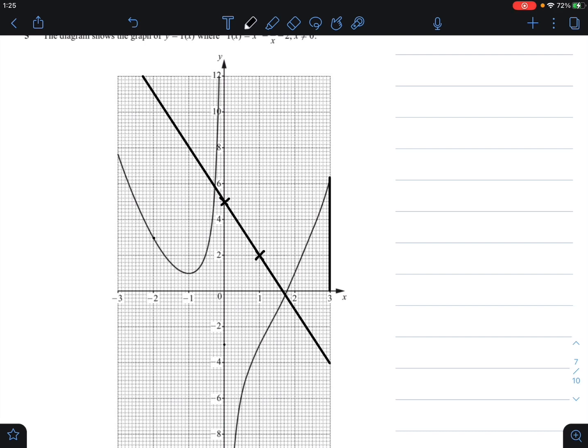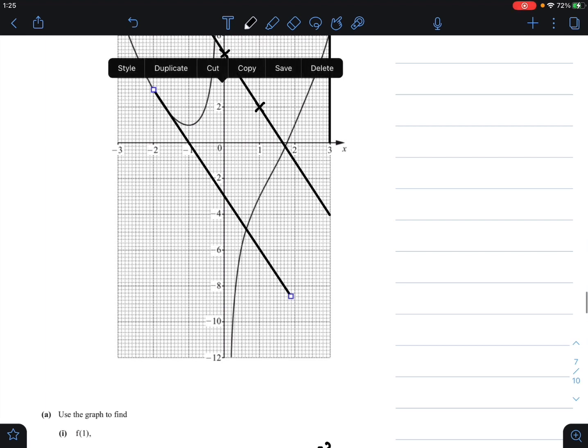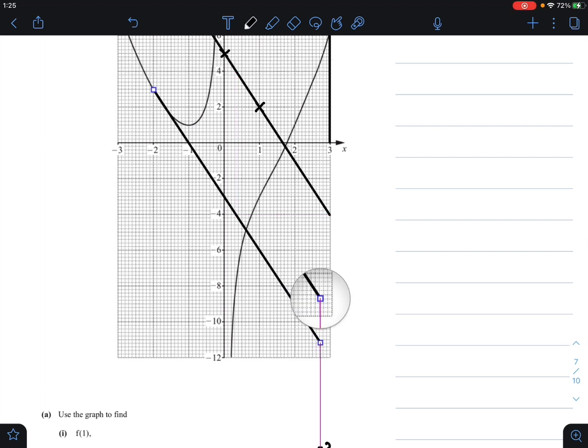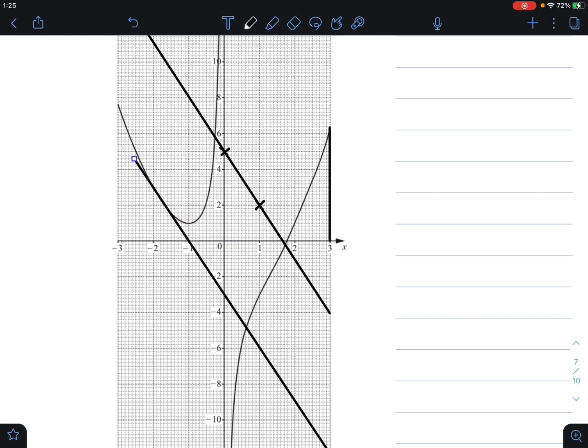So you take your ruler and a pencil and you draw a straight line like that and extend it till the end of the graph, like this. And again, make sure you use a pencil and a ruler so that you get more exact answers, and in case you made a mistake, you can always erase it and do it again.